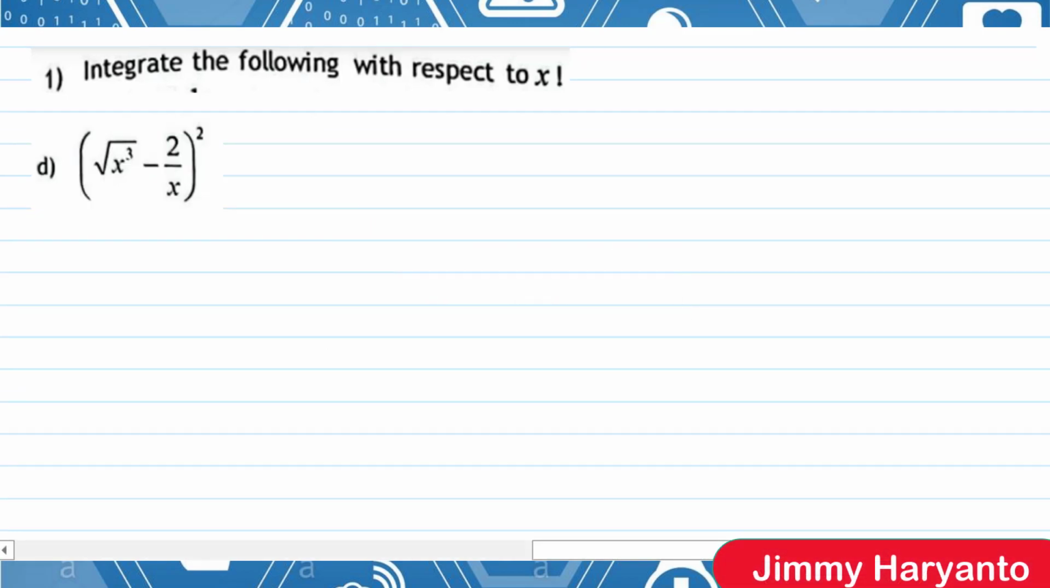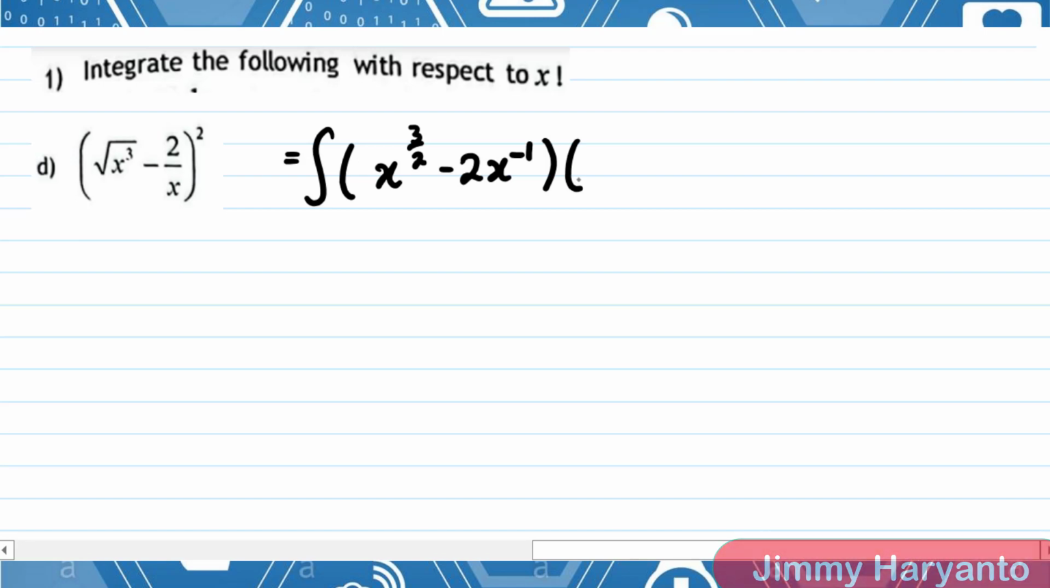The next one is d. For d, we also have multiplication. You can consider the powers as multiplication. So in this function, we have to change the square root into powers like this, x to the power of 3 over 2, and then minus 2x to the power of negative 1, and then we have a square outside of the function.